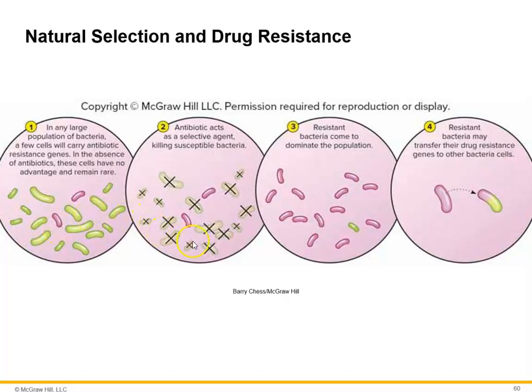Now, let's say the patient takes the drug. And so what we've done is we've applied selective pressure to the environment. And so the sensitive organisms are going to die while the resistant organisms are going to live and reproduce. And when they do, several generations later, you're going to see that the majority of the bacterial population that remains has drug resistance.